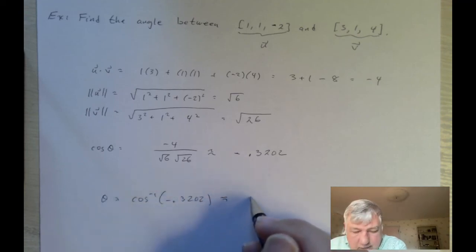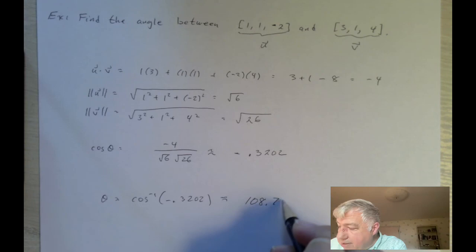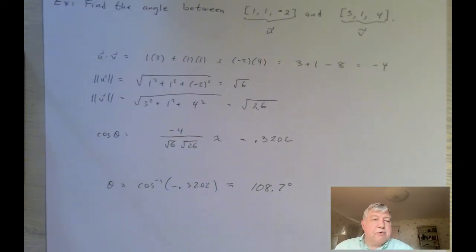And so theta is the inverse cosine of negative 0.3202, which is approximately 108.7 degrees. Of course, make sure you're in degrees mode on your calculator. A lot of material in this lecture, right? Let this all soak in. Maybe do a few of the homework problems and then take the mini quiz. Thank you, I'll see you next time.